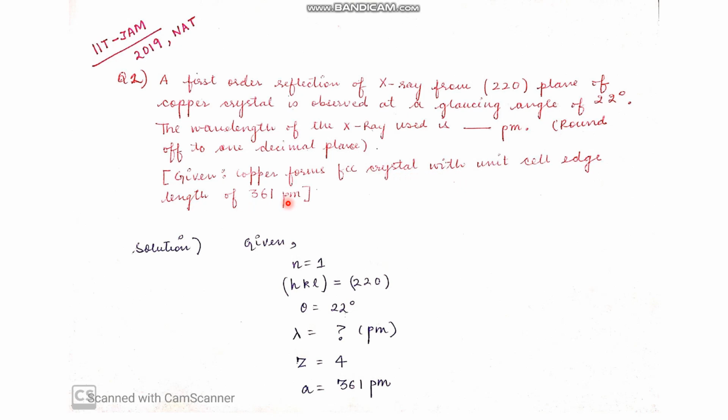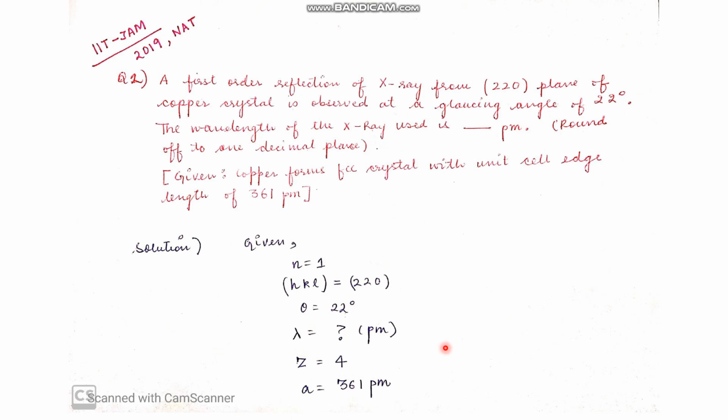So the gist of the question is, a copper crystal is forming an FCC kind of a crystal with the edge length of 361 picometers. And if you perform the X-ray method using the Miller indices of the 2 2 0 plane, first order reflection, the glancing angle would be 22 degrees. So we have to find out the wavelength of the X-ray used in this particular experiment in picometers.